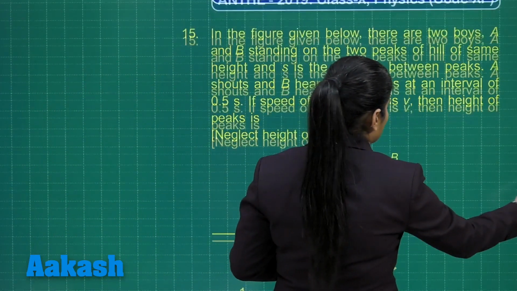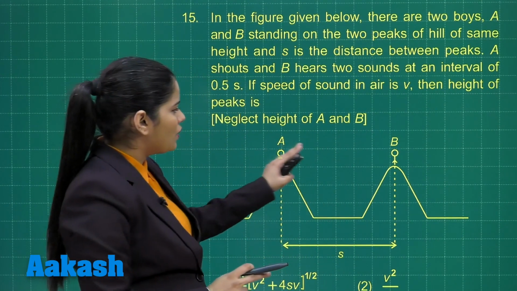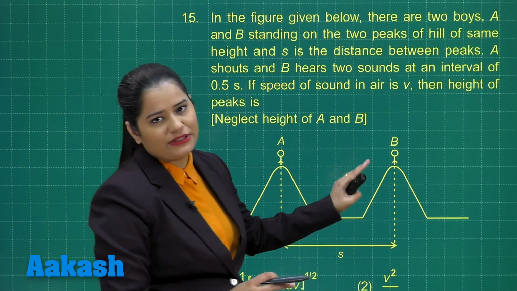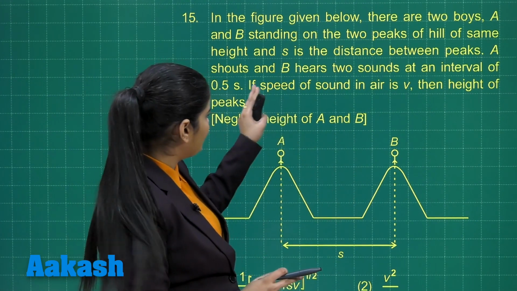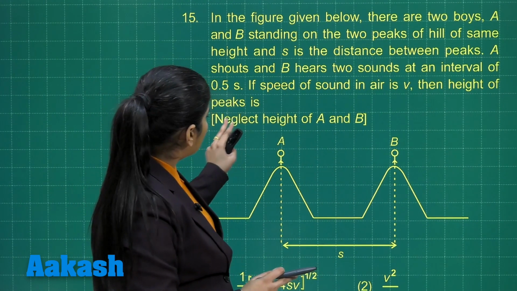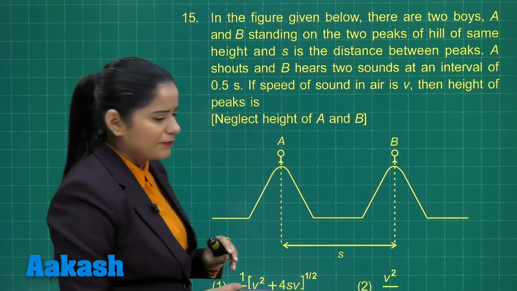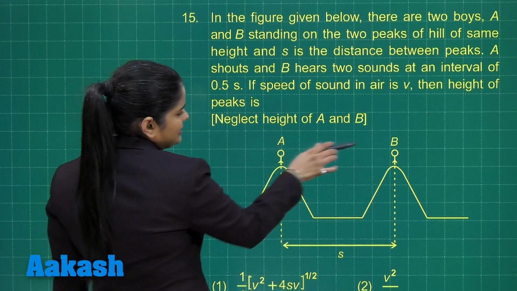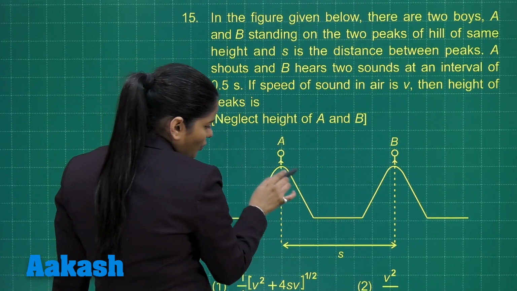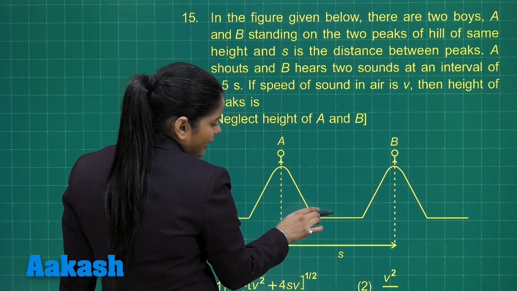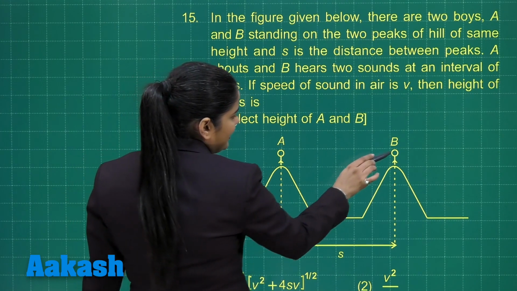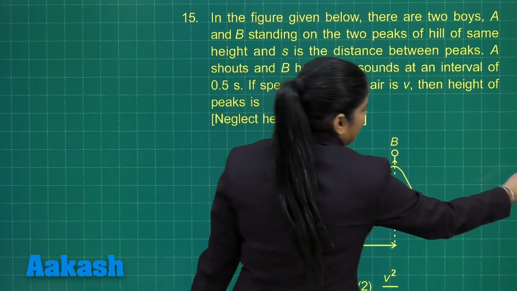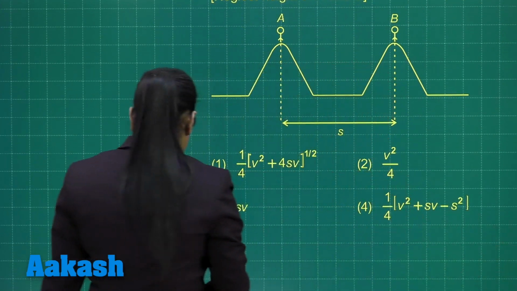So we are given these two boys A and B. A shouts and B hears two sounds. Okay, the difference in the time interval of the two sounds is 0.5 seconds. This question also says that neglect the height of A and B. See, the sound can go straight, that is by traveling this distance S, and it can also go down the hill, and then from here it will be reflected and then reach B. So there is going to be the formation of this triangle. Let's have a look onto the solution for this question.